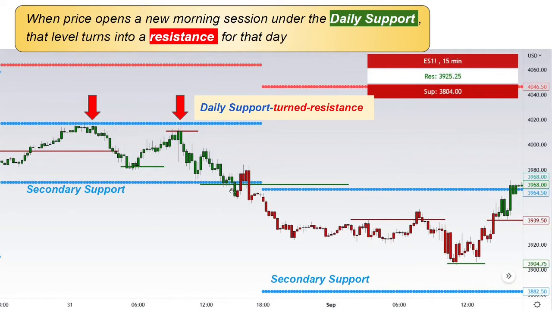secondary support. In that particular case, you can see that on that day when bulls failed to push price over the daily support and resistance, price ended up the day at that secondary support.